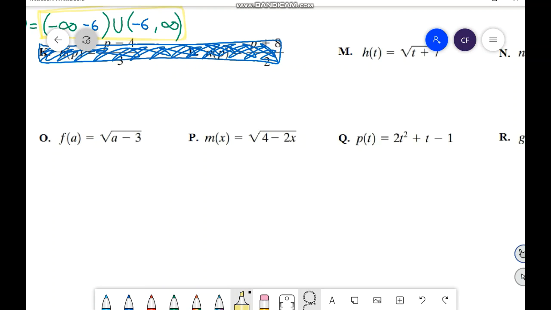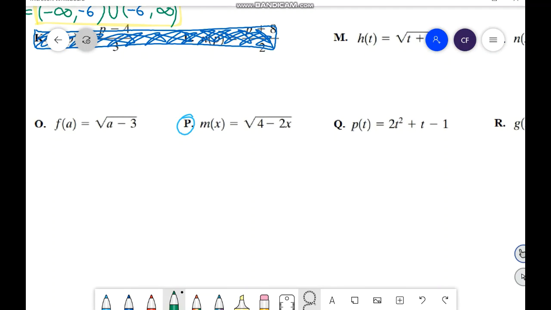So on P, let's work here on P. When you're working with the square root, we don't want this to be negative. So the expression that's inside the square root needs to be equal to 0 or positive. That means 4 minus 2x greater or equal than 0. Okay? In this situation, what we're going to do first is apply the addition property. Let's add 2x on both sides.